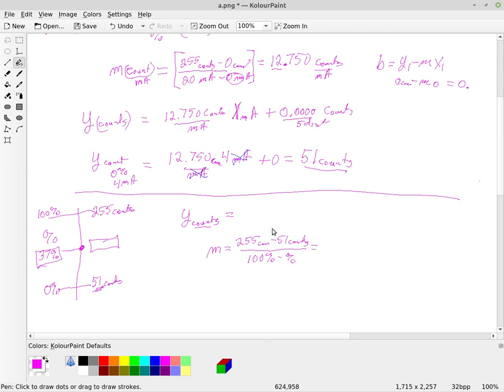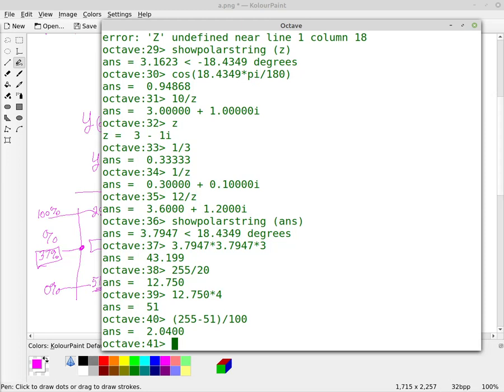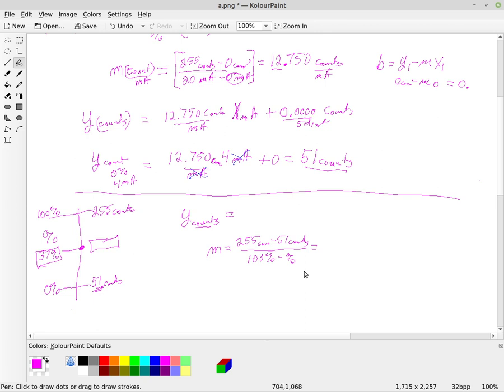And so if we calculate that, we would have 255 minus 51 divided by 100. And so we get 2.0400. Remember, we want 5 digits. So that is going to be 2.0400 counts per percent.